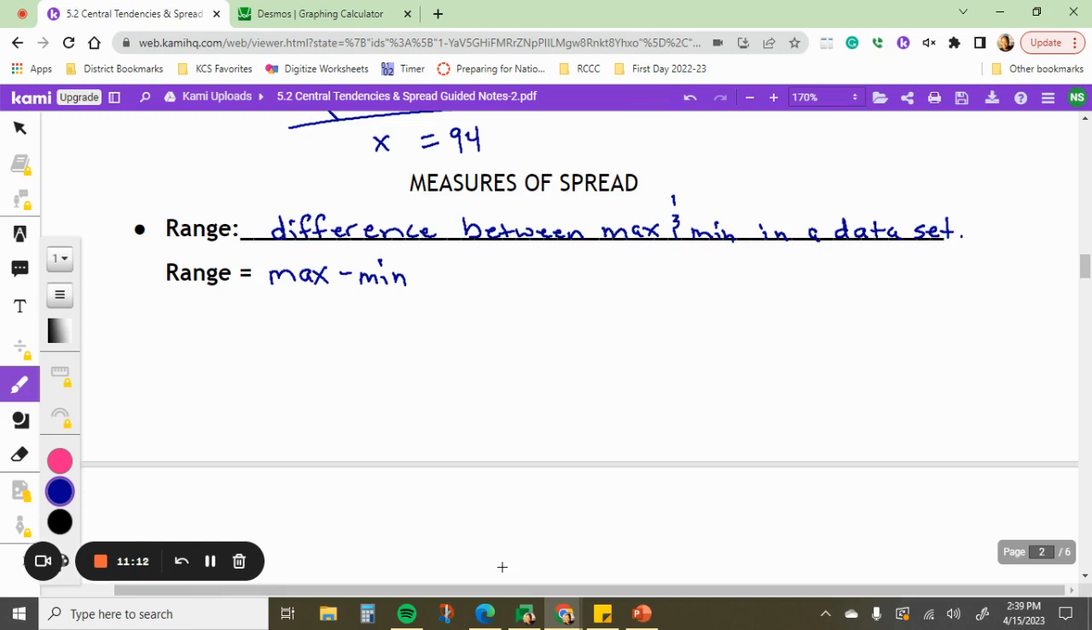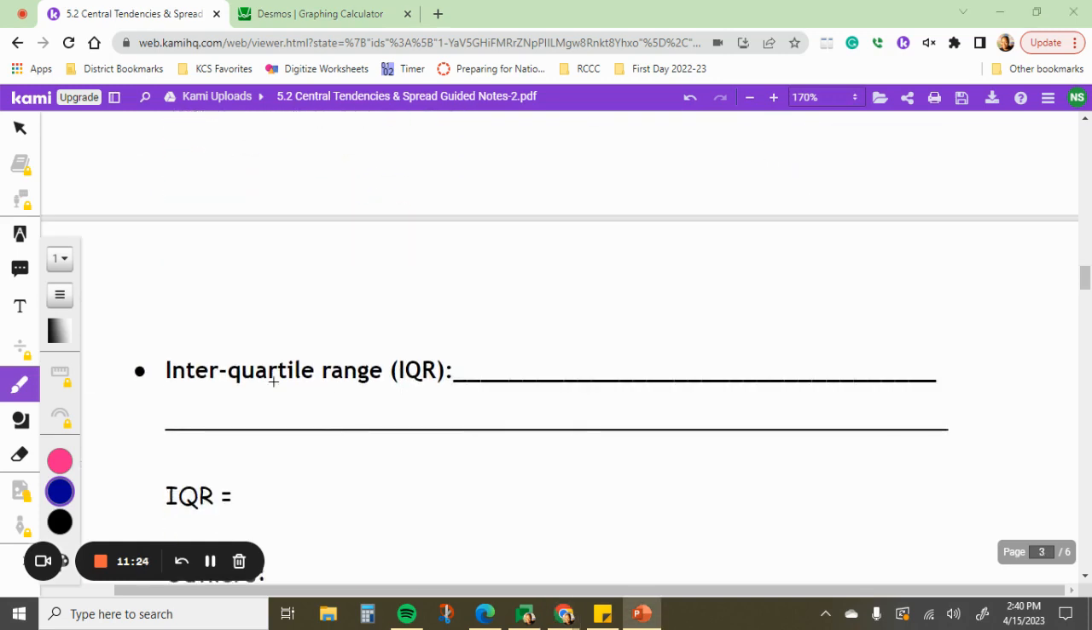So let's move forward to measures of spread. First off, the range is the difference between your maximum value and your minimum value. So to find the range, we substitute the max minus the min. Our interquartile range is a special piece of information. It's telling us the third quartile, Q3, minus Q1, basically. So it represents the middle 50% of data.